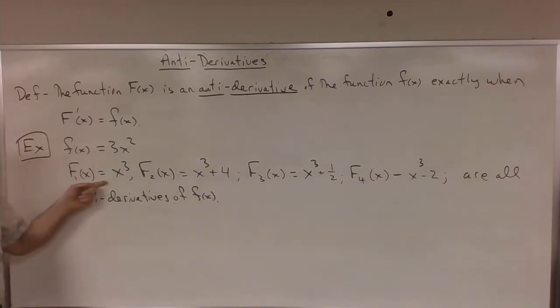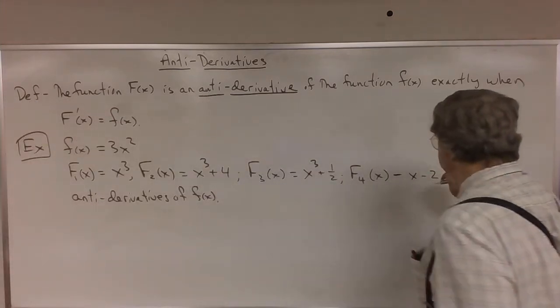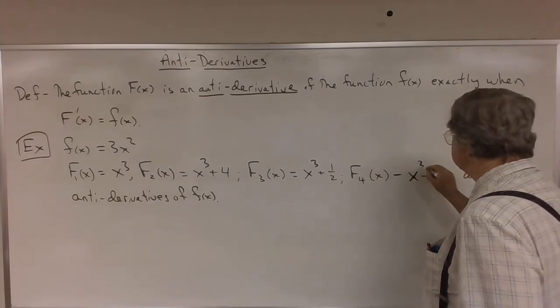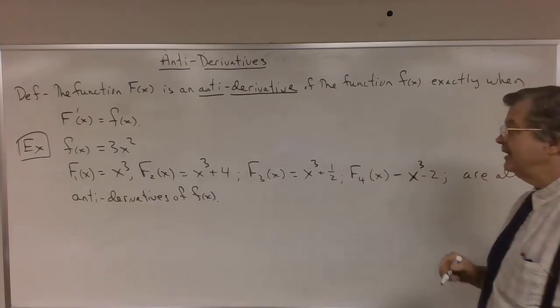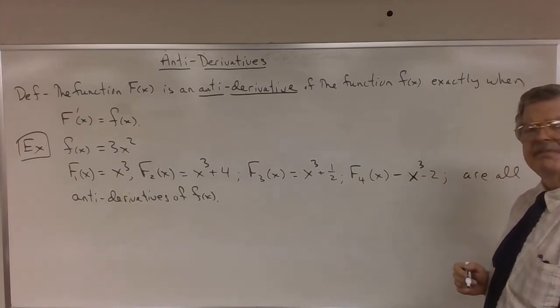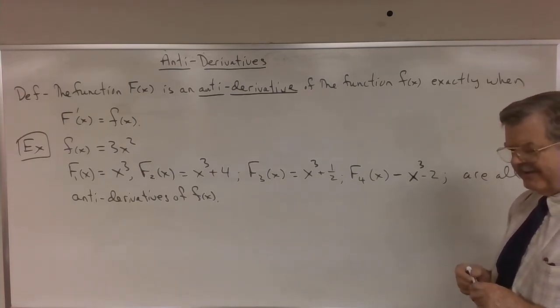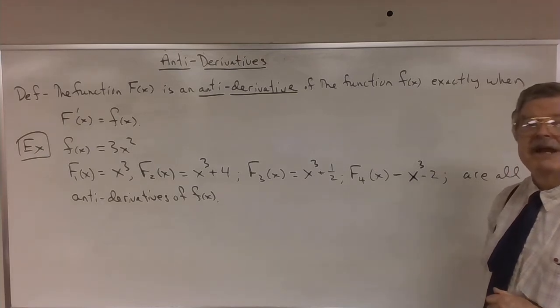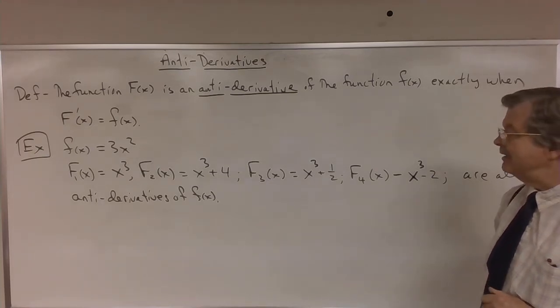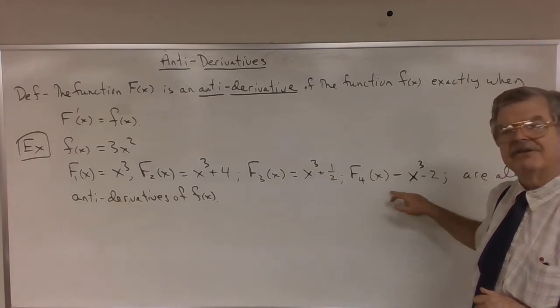The derivative of each of these functions is 3x squared. So clearly, the antiderivative of a function is not unique. All of these functions, capital F of x, are antiderivatives of little f of x. So the antiderivative of a function is not unique. As a matter of fact, there are infinitely many of them that we can generate by taking the non-constant part of the function and just throwing on different constants each time.